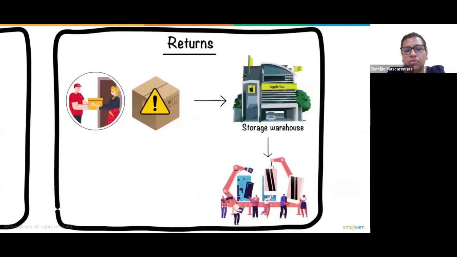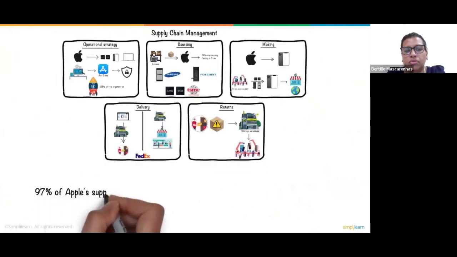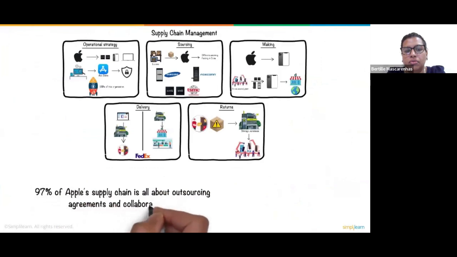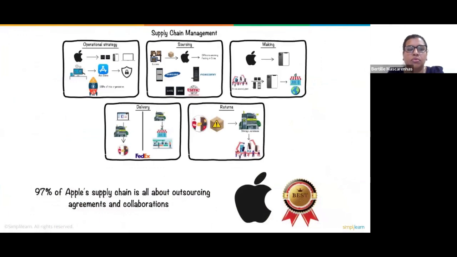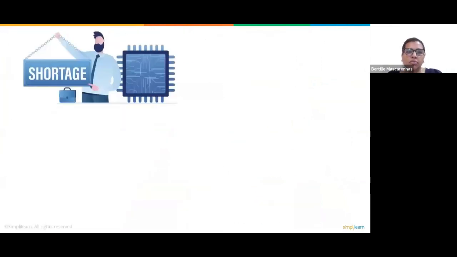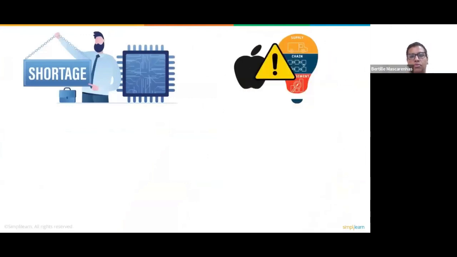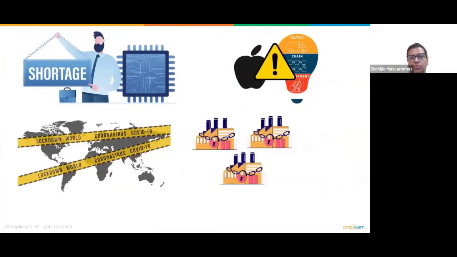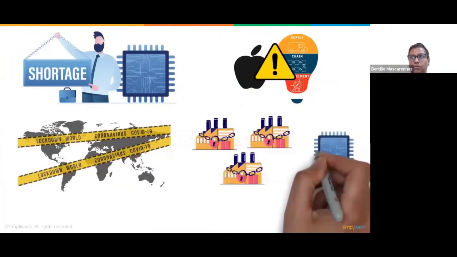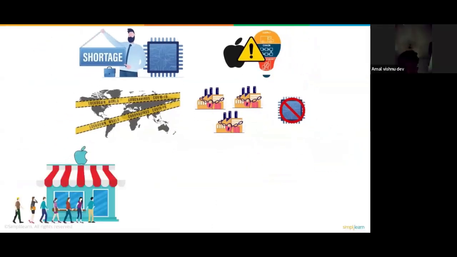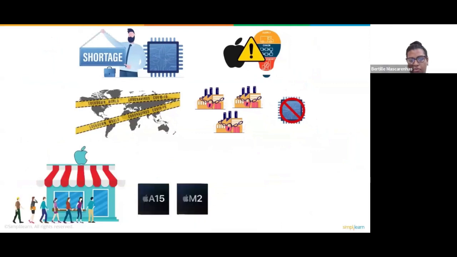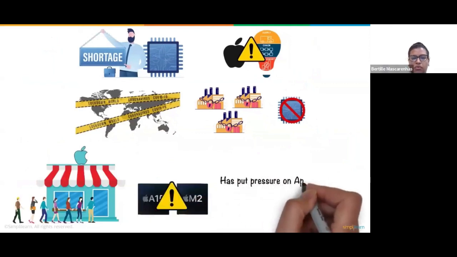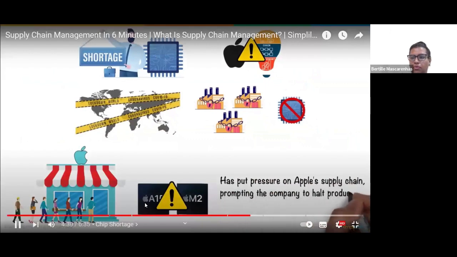for refurbishment. Statistically speaking, 97% of Apple's supply chain is all about outsourcing agreements and collaborations, which has helped Apple become the best computing device producer. However, due to the recent worldwide chip shortage, Apple's supply chain has been affected adversely. The world was shut down because of the COVID-19 pandemic, and many factories also went down with it, leaving chip manufacturing materials unavailable for months. Increased consumer electronic demand in recent times and scarcity of semiconductor supplies has put pressure on Apple's supply chain, prompting the company to halt production of 10 million iPhone 13 devices.